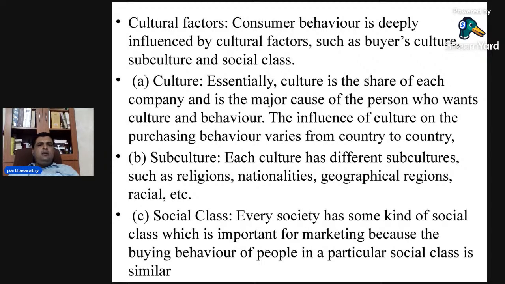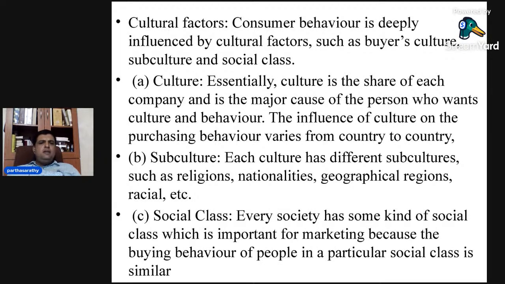Culture we have already discussed. Essentially, culture is shared by each company and its people, and is a major cause of a person's wants and behavior. The influence of culture on purchasing behavior varies from one country to another. As I told you, Indian culture is totally different, American culture is totally different, and Japanese culture is totally different. Culture has developed over a very long time, and it is very difficult to change the cultural aspect.